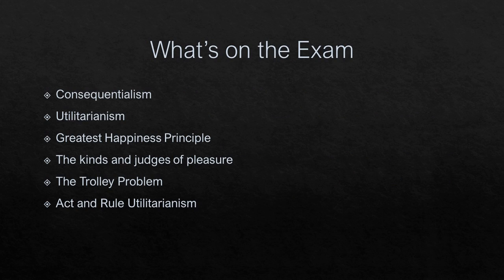What's on the exam? So here is the list of key terms that might end up on your midterm exam: consequentialism, utilitarianism, greatest happiness principle, the kinds and judges of pleasure, the trolley problem, and act and rule utilitarianism.